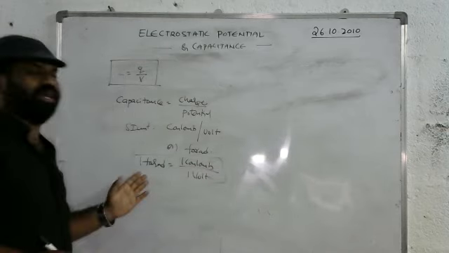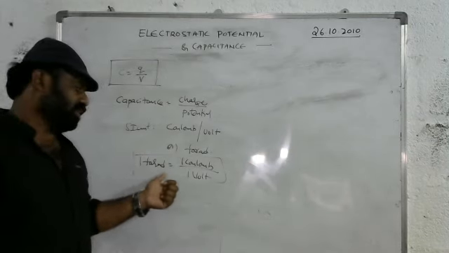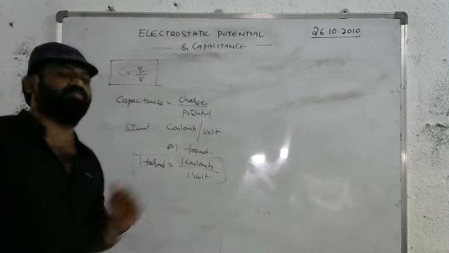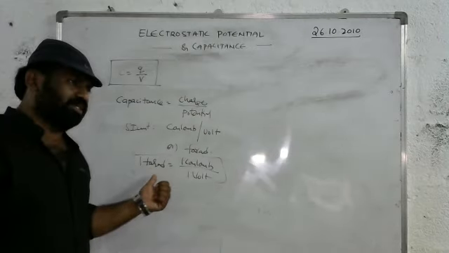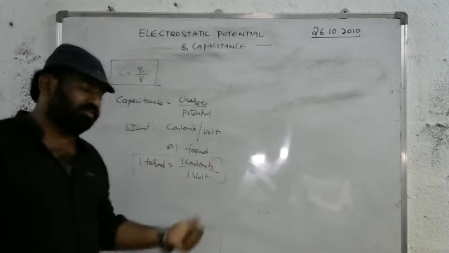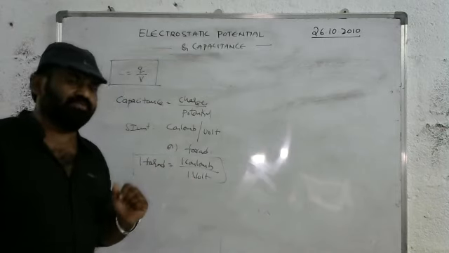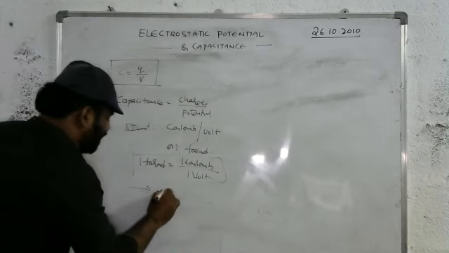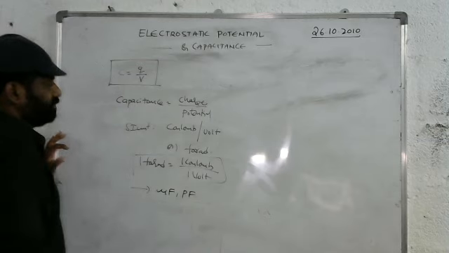How can we define a farad? The capacitance is said to be 1 farad if a charge of 1 coulomb is stored between the plates of a capacitor when the potential difference is 1 volt. That is the definition of the farad. We can have farads, microfarads and picofarads.